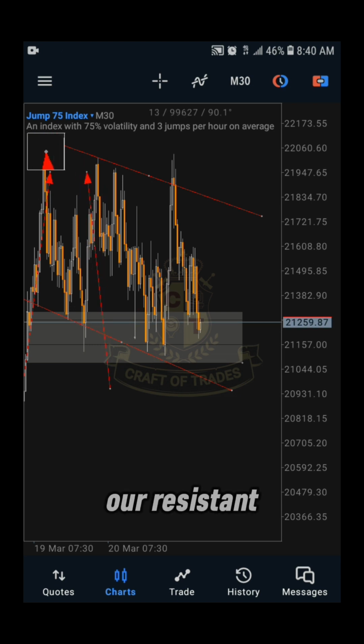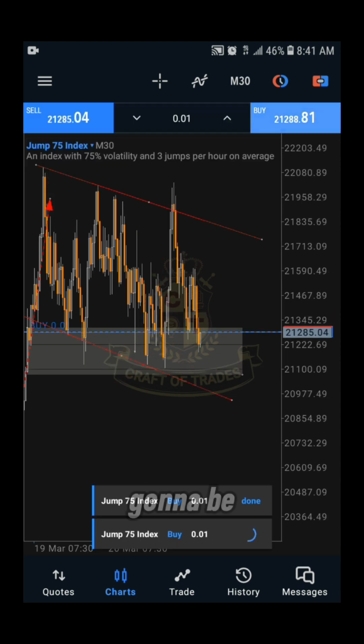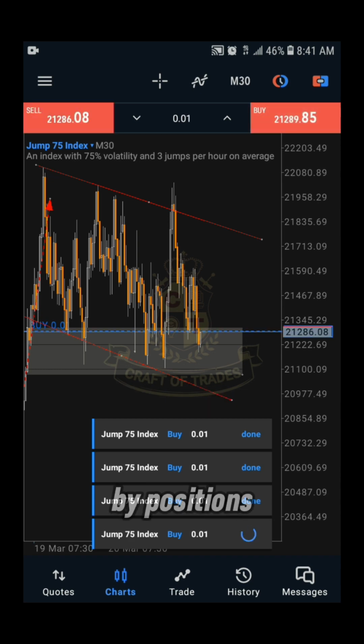This was our resistance level. It made a fake out, and the people who bought over here, they're gonna get stopped out. I'm sure all of them got stopped out. So now we're gonna be putting our buy positions here, and let's see how the market reacts to our analysis. Okay guys, I'm gonna be putting my buy positions.